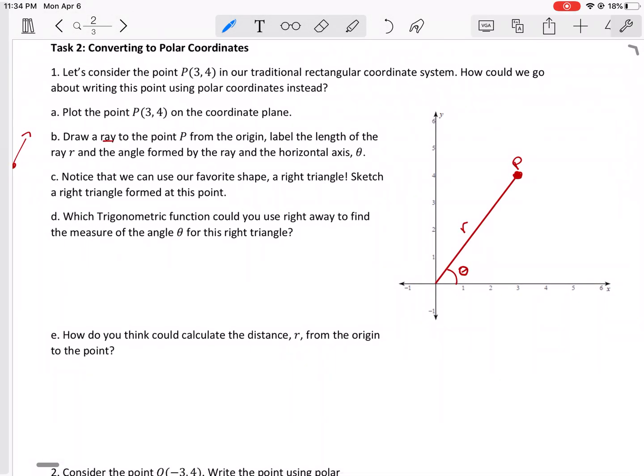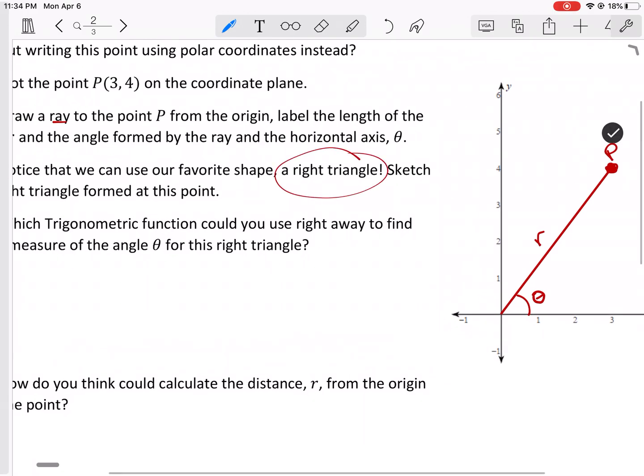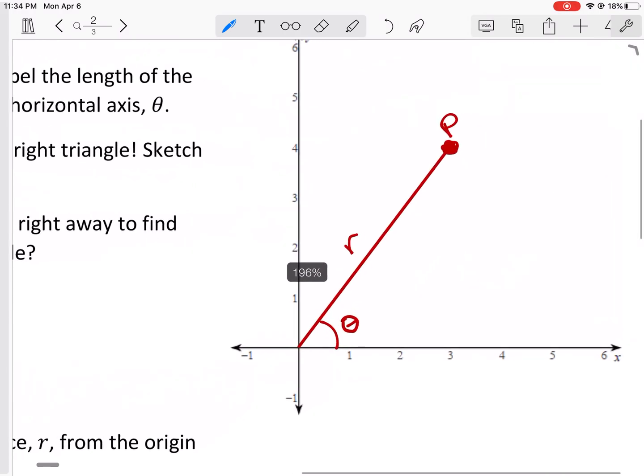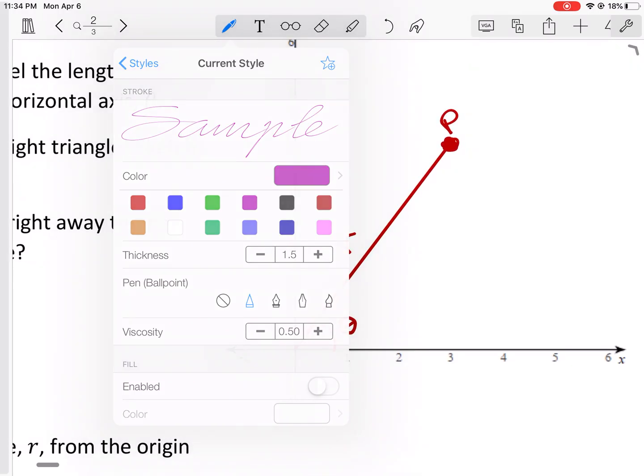And notice, as always, we can use our favorite shape, right triangles. Right triangles are pretty awesome. We can use them for a lot of different things. They're fundamental towards finding distances and angles. So sketch a right triangle formed at this point. Simple enough. Use a couple different colors here.